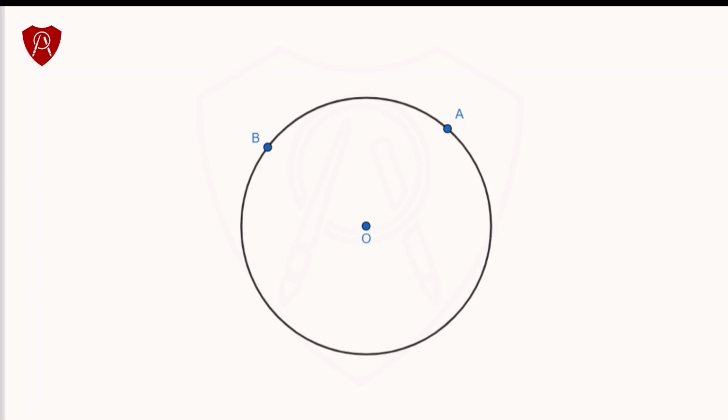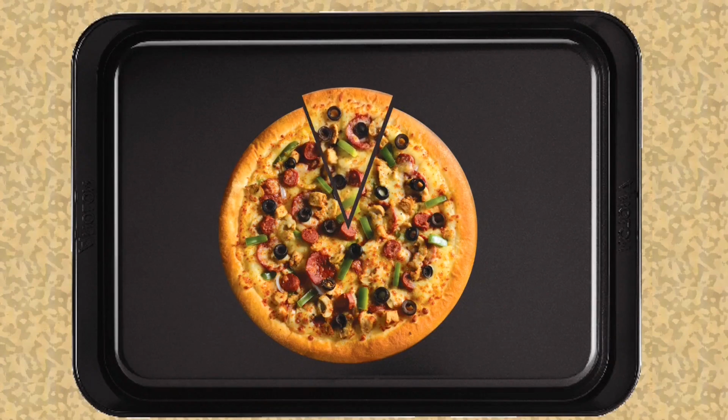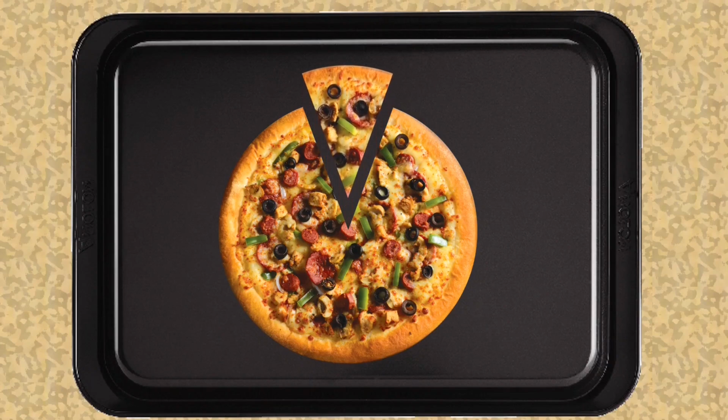B is another point on the circumference. This curved edge between A and B is called an arc. An arc is a part of the circumference. The shape between the arc AB and these two radii is called a sector, pretty much like a slice of a pizza.